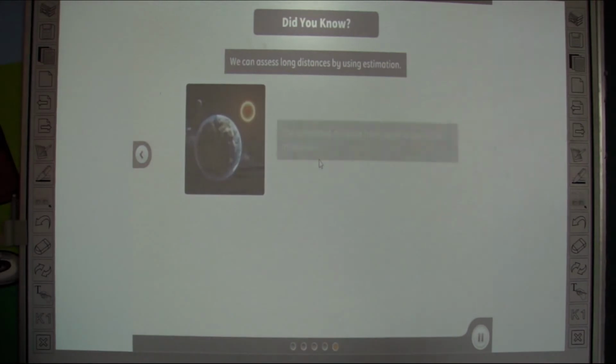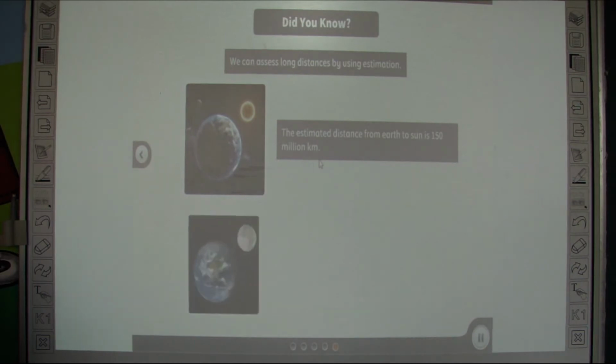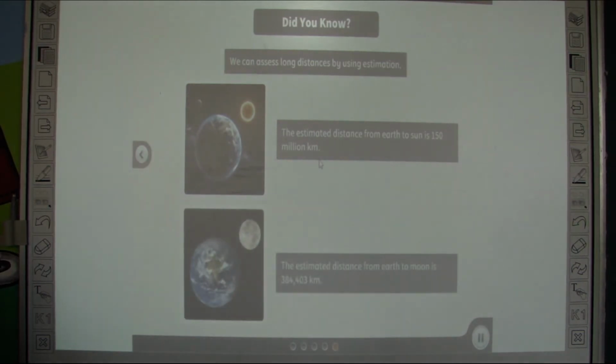Did you know that we can assess long distances by using estimation? The estimated distance from Earth to Sun is 150 million kilometers. The estimated distance from Earth to Moon is 384,403 kilometers.